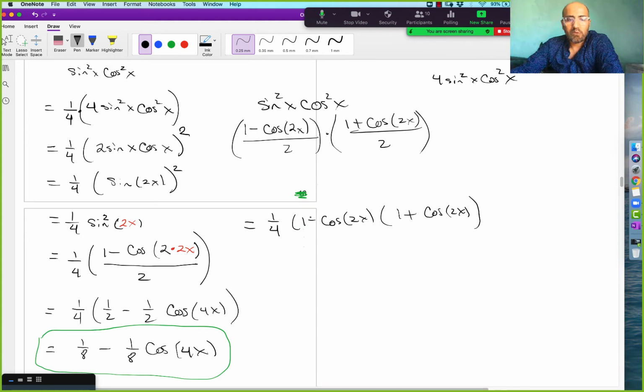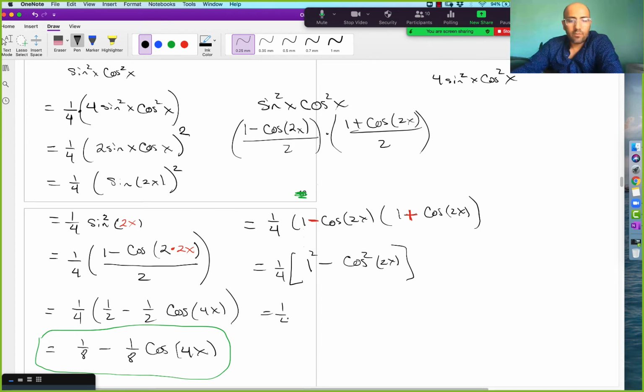Good. So we can FOIL all this, but note that these are conjugate pairs. It's a binomial. They're identical in every way, shape, and form, except one has a plus and one has a minus. So this is going to turn into a difference of squares. This is going to be 1/4 times 1 squared minus cosine squared of 2x. 1 times 1 is just 1 squared. 1 times this is this, and then minus 1 times this. So those middle terms will cancel, and then we'll end up with minus cosine squared 2x.